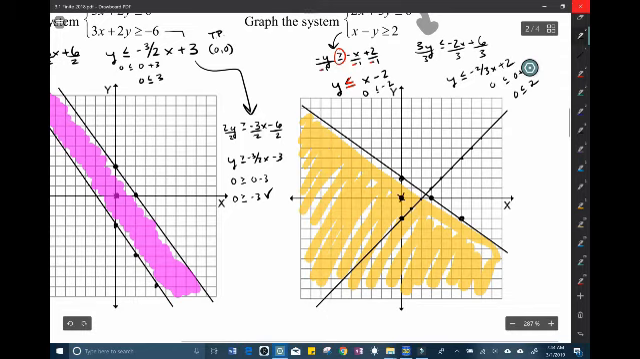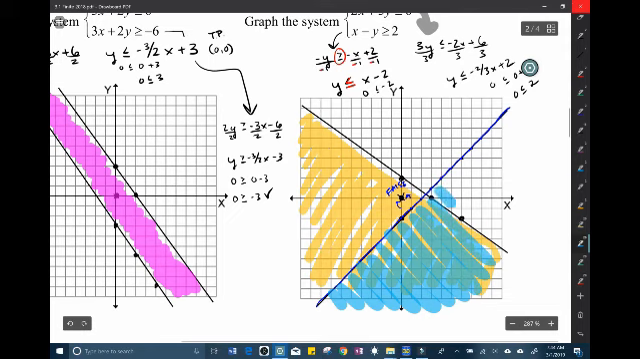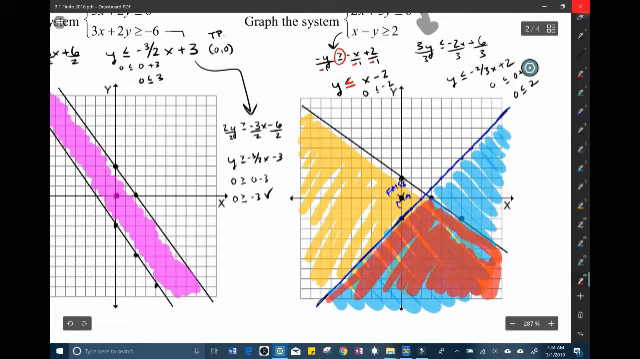So here is our test point. Again, our line is the blue one here. 0, 0 is false. Okay, it's on this side of the line, which means I want to shade everything on the opposite side of 0, 0. Okay, combining all that just leaves this little triangle here as your solutions. So red, in this case, are where the real solutions lie.